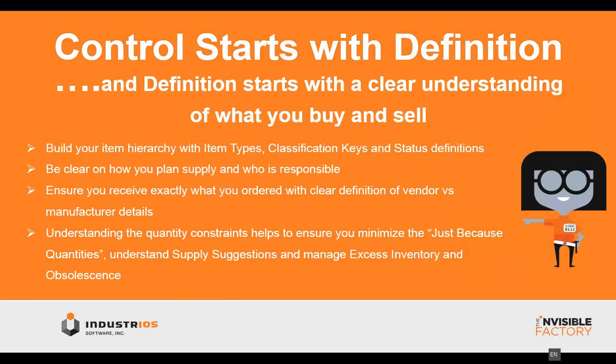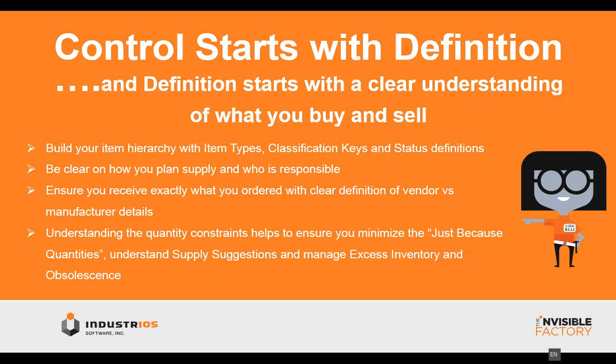So if control starts with definition, what is it we want to define? Well, we want to ensure that we have a clear understanding of what we buy and sell. So how are we going to achieve that? The first step is defining our framework, which would include a hierarchy of considerations in terms of types, classification keys, and statuses. We also have to really understand how we plan our supply and who's going to be responsible as we start configuring the item.